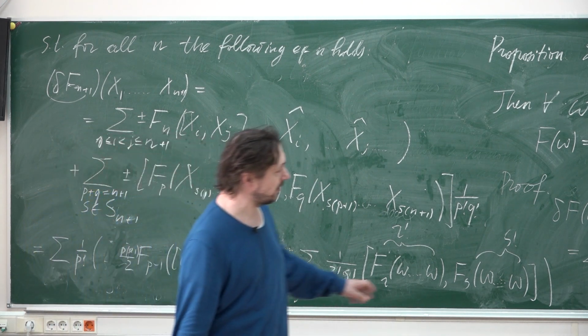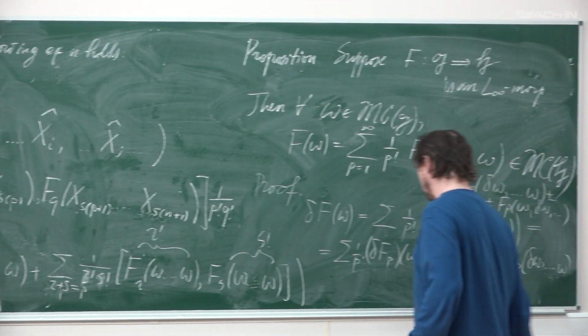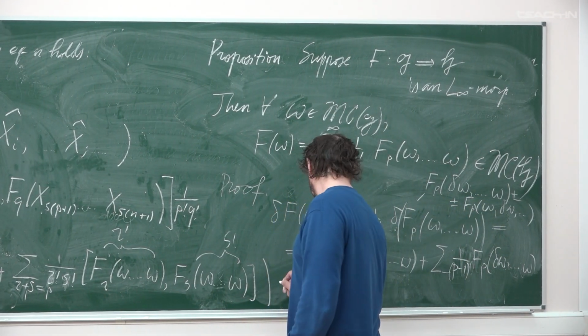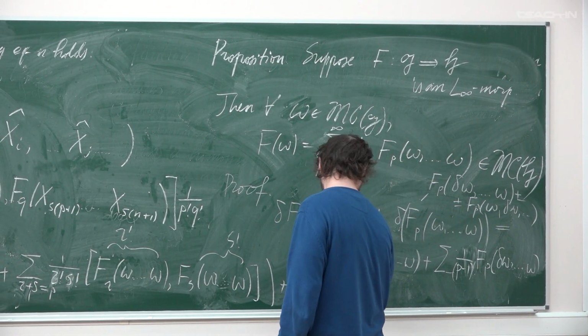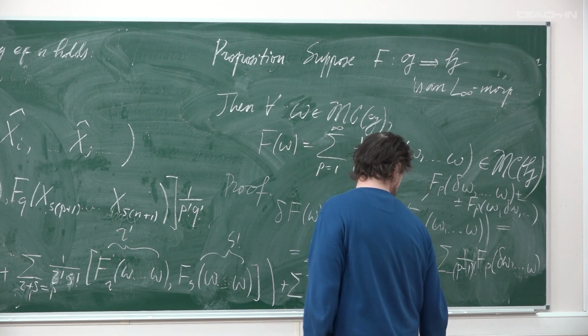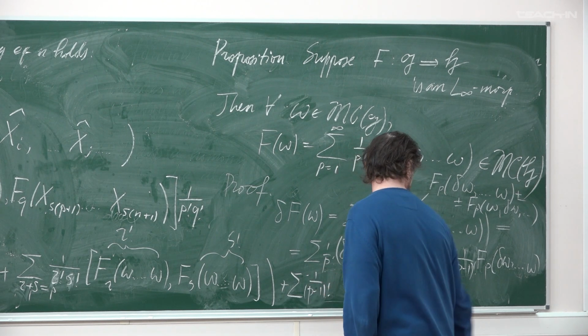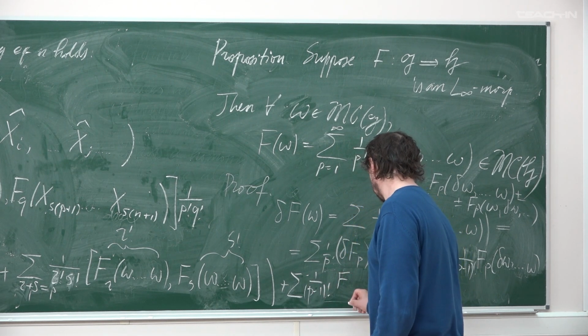So that's our first part. And the second part, which I almost forgot about, is still important. It is plus 1 over p factorial, p minus 1 factorial, fp.